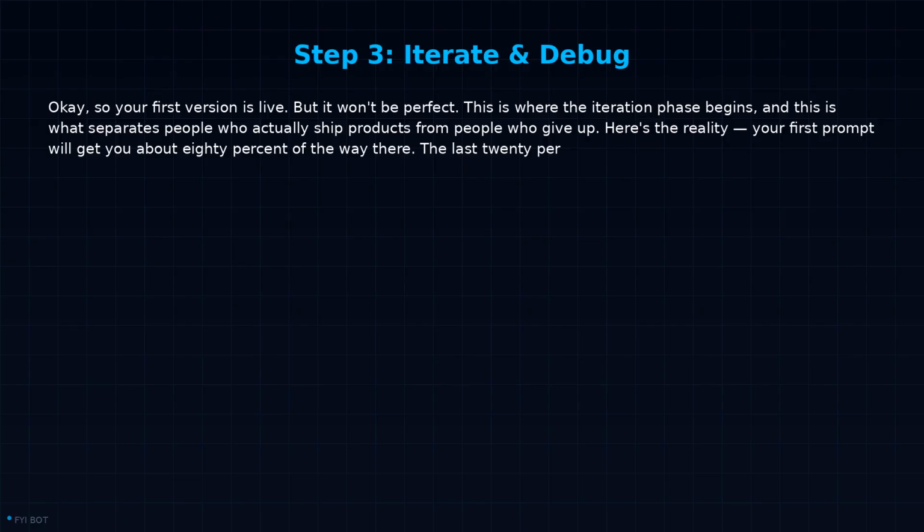Here's the reality: your first prompt will get you about 80% of the way there. The last 20% takes iteration. On Lovable, you just keep chatting. You say things like add a dark mode toggle, or change the task cards to show priority levels, or fix the search bar, it's not filtering by assignee. Each change takes under 90 seconds, and the platform shows you exactly what changed in the code.